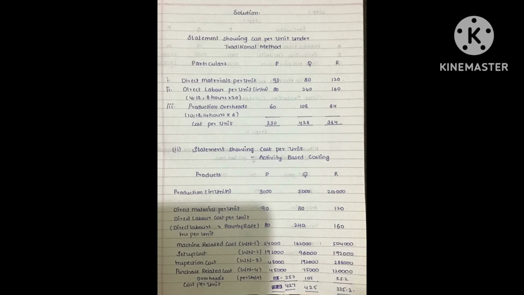But in the second case, the statement showing cost per unit in activity based costing, direct material per unit can be ascertained and the amounts written directly, and direct labor cost, which is direct labor hours per unit into hourly rate, we can ascertain and write the amounts. But in case of overheads, we need to be careful and we need to analyze by making relevant working notes.